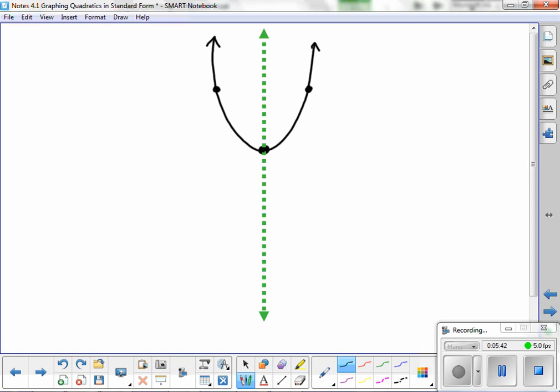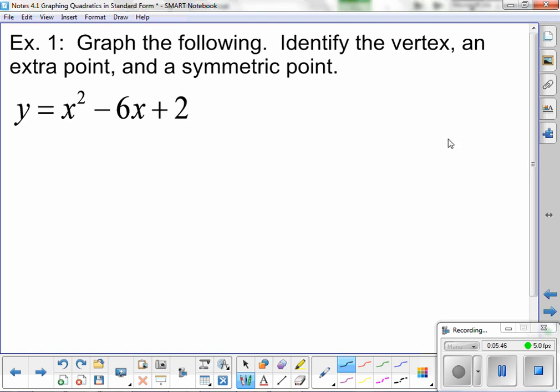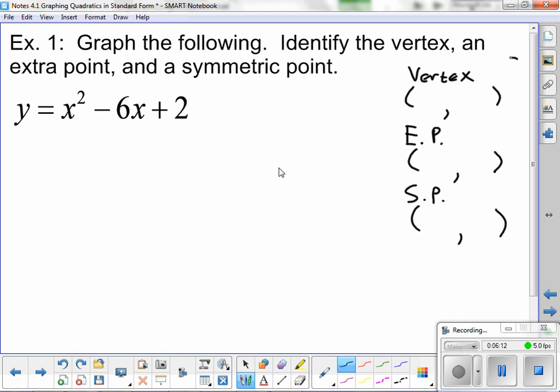All right, let's do a first example. So graph the following, identify a vertex, an extra point, and a symmetric point. So let's go ahead and put these off to the side right now. And then we'll fill them in as we get them. So vertex is a point. The extra point, we'll just call it EP for extra point. That's another point. And then our symmetric point is right there. Okay, so once we find all those things, basically that's answering the question. But we got to graph it still.